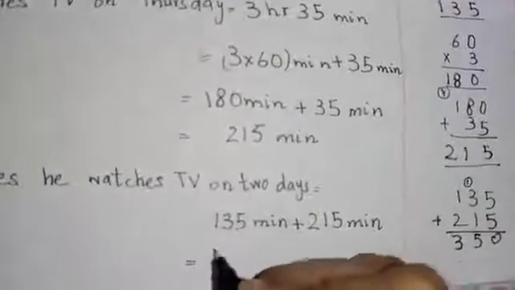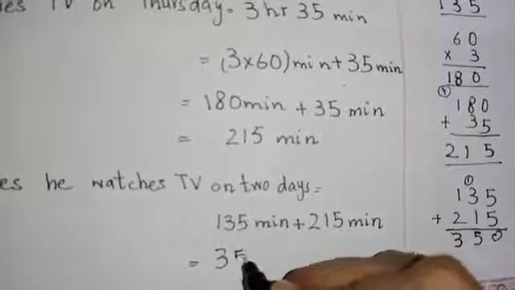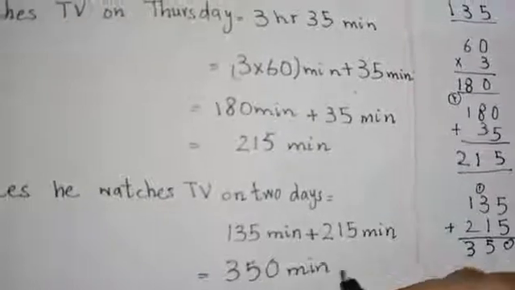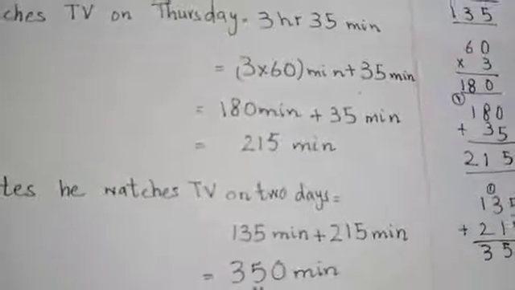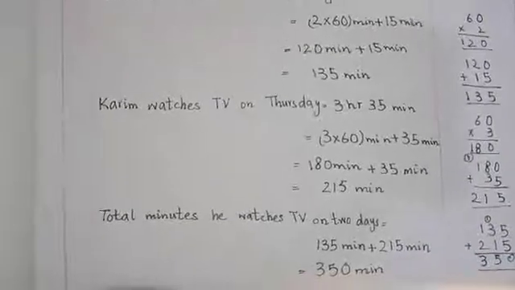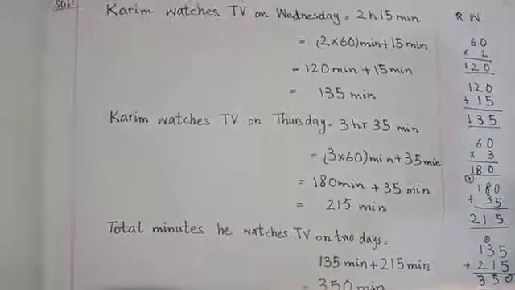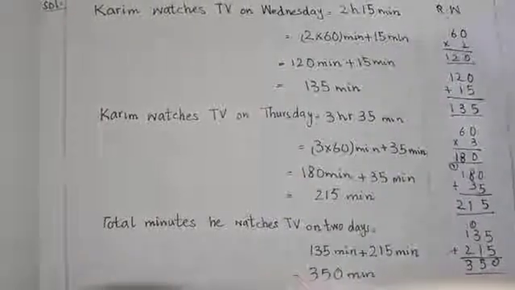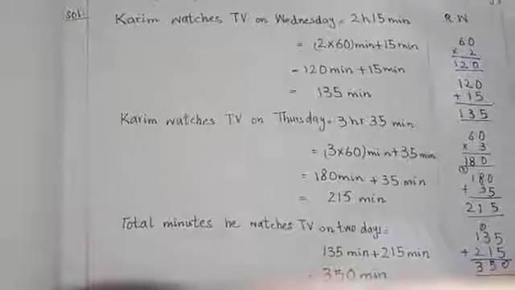How many total minutes? It means 350 minutes. On 2 days he watches TV 350 minutes. So students, this is the answer of our second question. I hope you will understand both these word problems and do it by yourself.